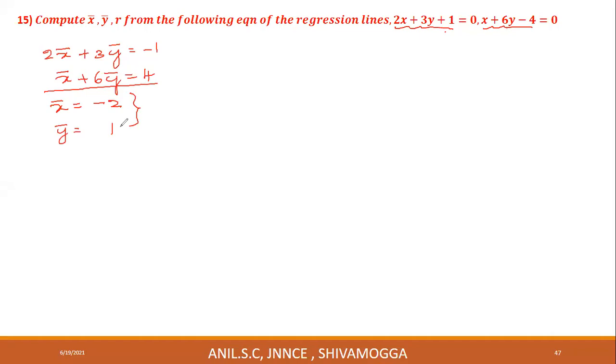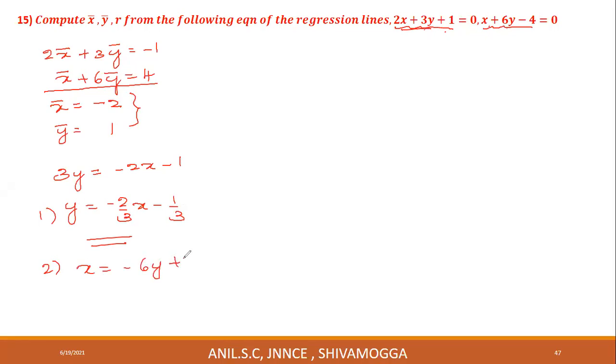Next, r is to be determined, the coefficient of correlation. Therefore, we shall rewrite these two equations. First, 3y is equal to minus 2x minus 1. Therefore, y is equal to minus 2 by 3 x minus 1 by 3. This is the first line of regression. Now I rewrite this equation: x is equal to minus 6y plus 4. This is the second line of regression.